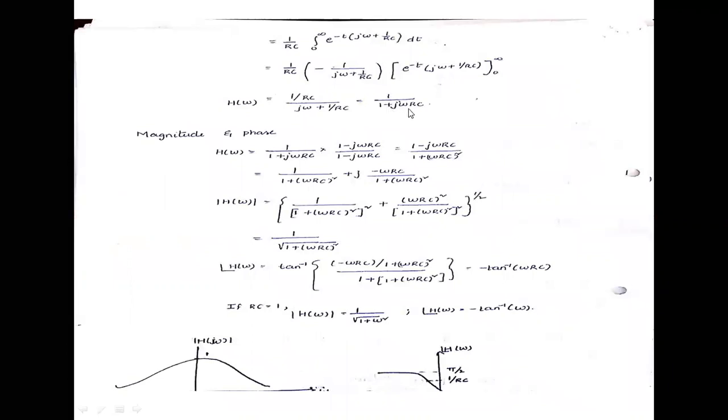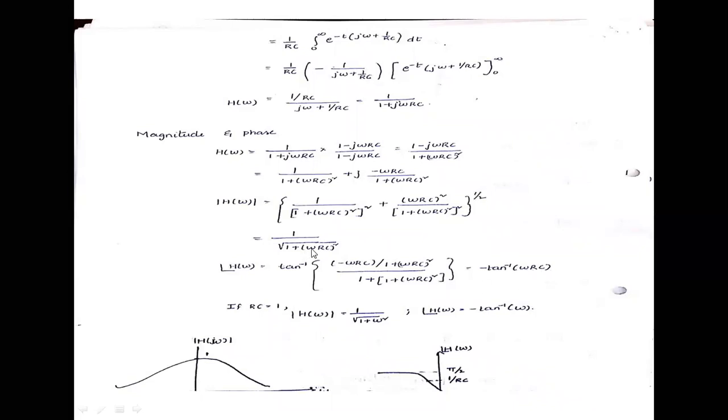We get 1 by 1 plus j omega RC as H of omega. To draw the magnitude plot and the phase plot, we can rationalize by multiplying numerator and denominator with 1 minus j omega RC. And again, you can simplify this function to get the magnitude as 1 by under root of 1 plus omega RC whole square. The angle is minus tan inverse omega RC.